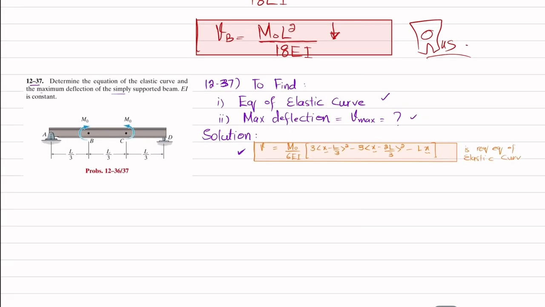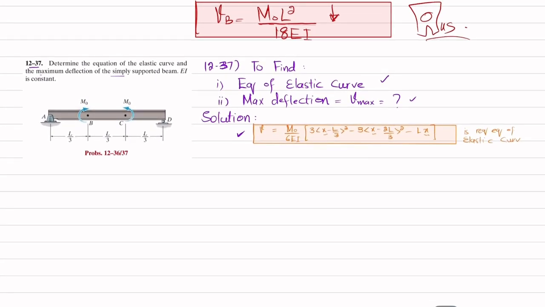Now we find the maximum deflection. You can see that due to the loading, the beam was bent like this. So maximum deflection will be at the mid of the beam. At x equal to L by 2, we have maximum deflection Vmax. So put x equal to L by 2, where slope dv over dx is equal to 0, and we have maximum deflection.